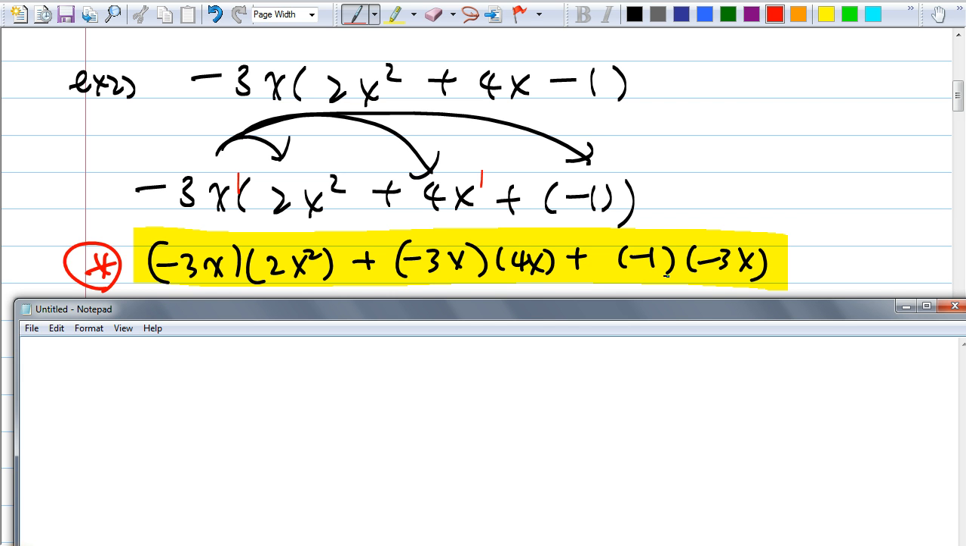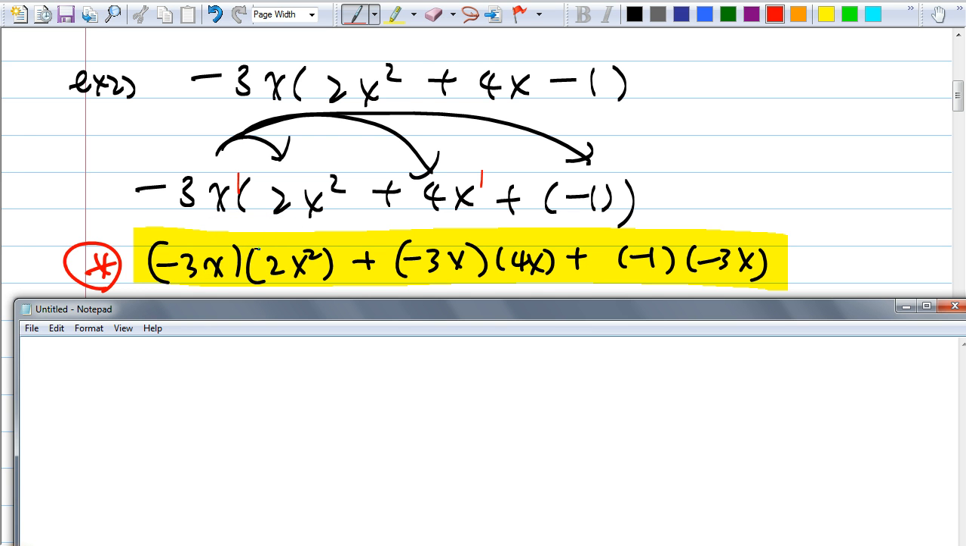So the first term becomes negative 6x cubed. How many people agree? Negative 6x cubed. Very good. Even though there isn't any exponent here, this is x to the what power, guys? Negative 3x to the first power. So that's why we add the exponents: 1 plus 2 is 3. That's why we get x to the third.